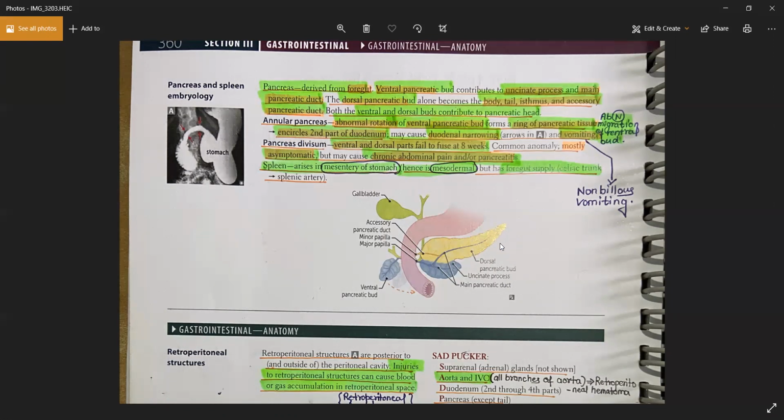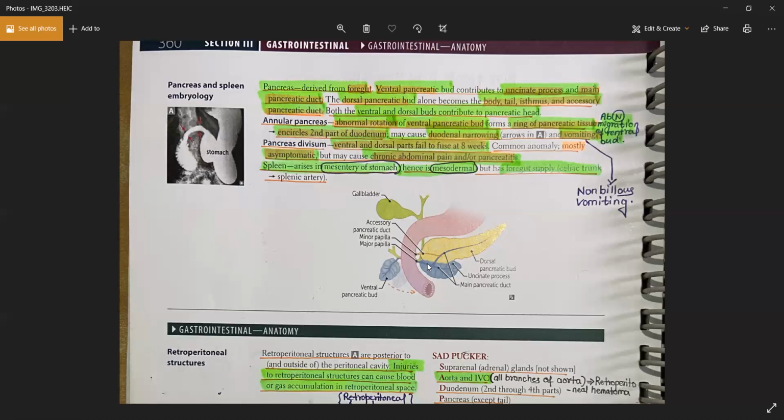Now for the dorsal pancreatic bud: the part of the head, the body, and the tail part, and the accessory pancreatic duct, which is this duct, are formed by the dorsal pancreatic bud. So a part of the head, then body, then tail, and the accessory pancreatic duct are formed by the dorsal pancreatic bud. The uncinate process, a part of the head, and the main pancreatic duct, these three structures are formed by the ventral pancreatic bud.